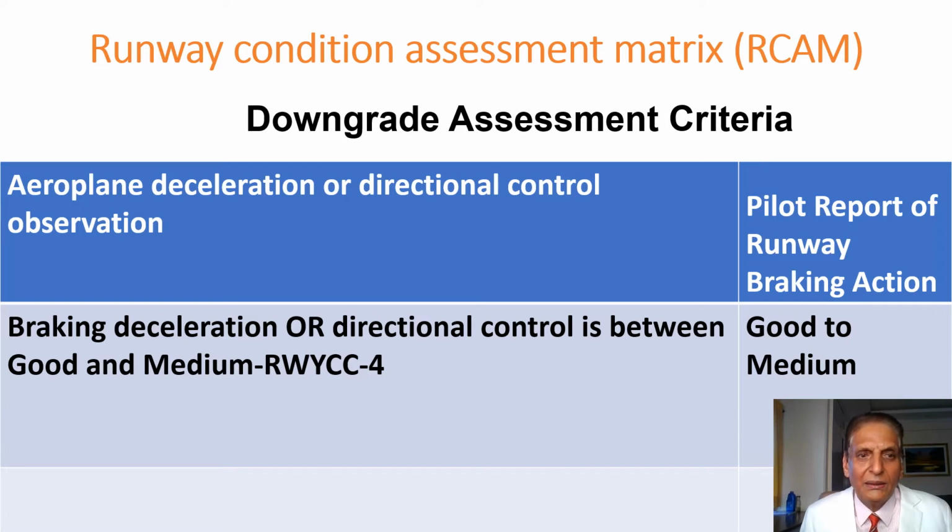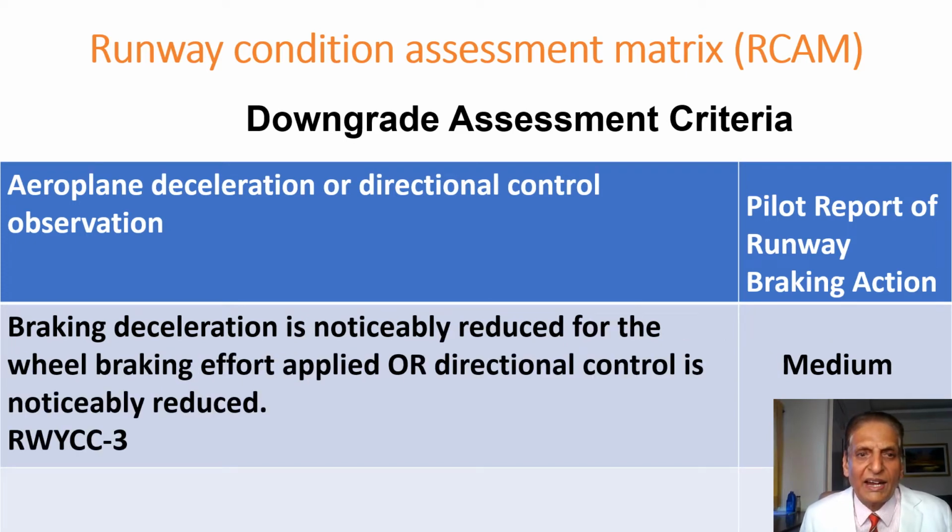Now if braking deceleration or direction control is between good and medium, for this, runway condition code will be 4 and pilot report of runway braking action will be good to medium. If braking deceleration is noticeably reduced for the wheel braking effort applied or direction control is noticeably reduced, this will have runway condition code 3 and pilot report of runway braking action will be medium.